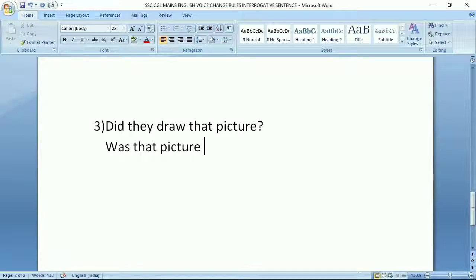What is the main verb here? The main verb in the active form is draw, as in did they draw. In the passive form you have to write the V3 form of draw, that is drawn. After the past participle form comes by. What is the subject? You can easily find the subject in the active sentence after did, so they is the subject. But after by you cannot directly write they; you have to write the objective form, that is them. And in the end of the sentence, just give a question mark.